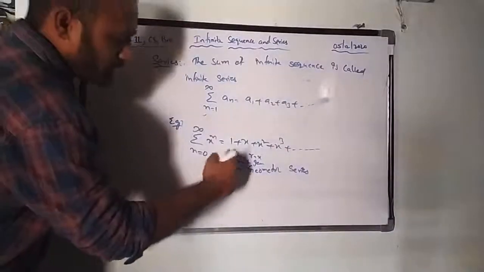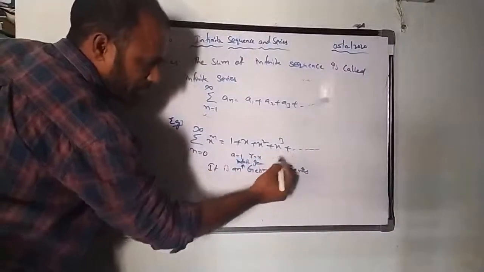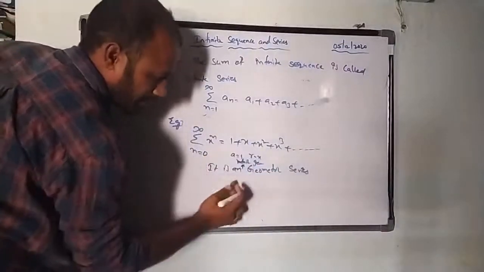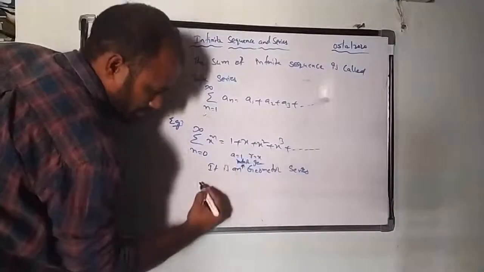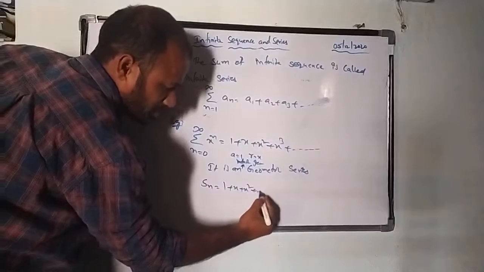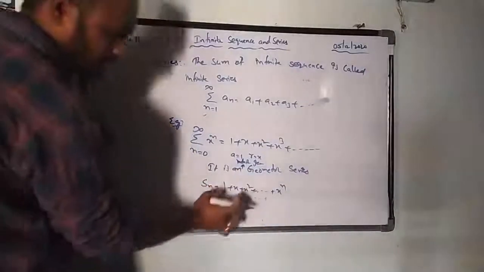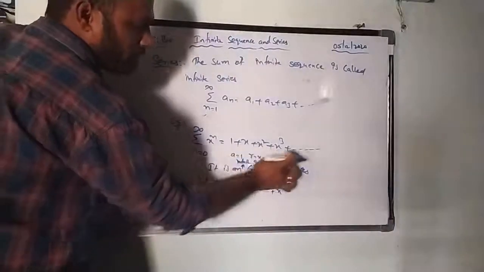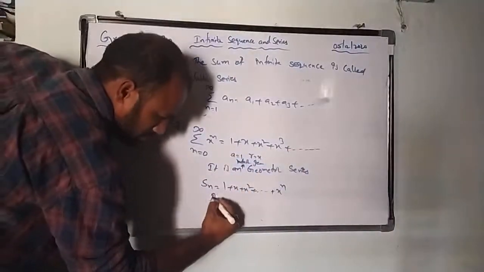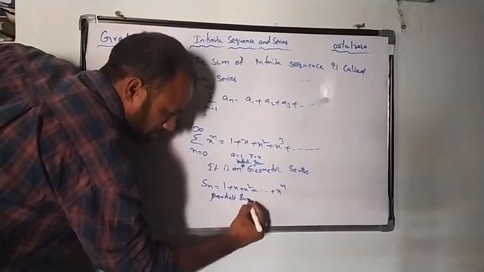So in this total infinite number of terms, I am going to take a partial number of terms. Means up to some extent I am going to add all these terms. That is Fn is equal to 1 plus x plus x square plus so on up to x to the power of n. I am not going to take the infinite number of terms, only the partial terms. So this is the partial sum of the terms.